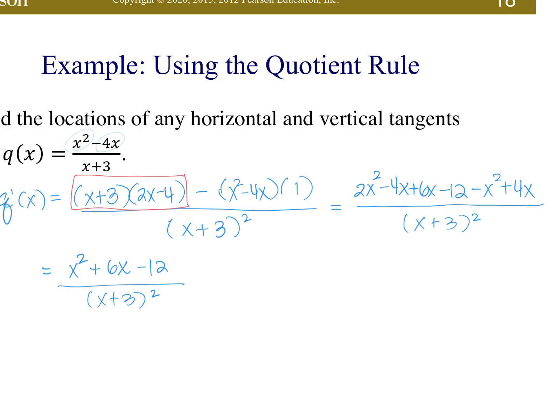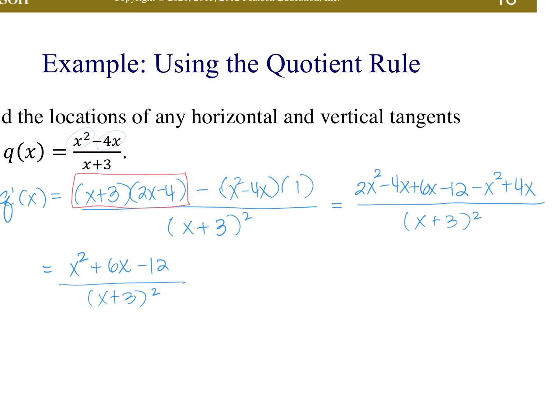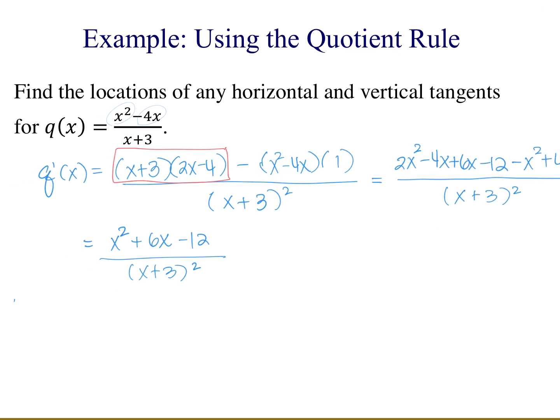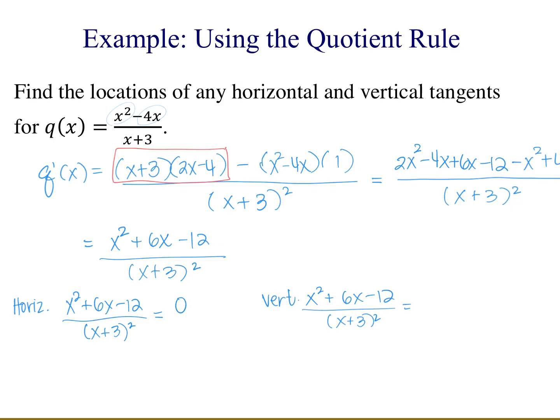Now we can use our derivative to find both horizontal tangents and vertical tangents. When you want to find a horizontal, it means you're looking for a slope that is 0. So you're going to take x squared plus 6x minus 12 over x plus 3 squared, and set that equal to 0. When you do vertical, a vertical slope, a vertical tangent, is the same derivative, but it's set equal to 1 over 0 because it's set equal to infinity.